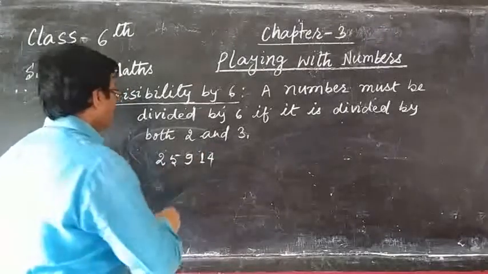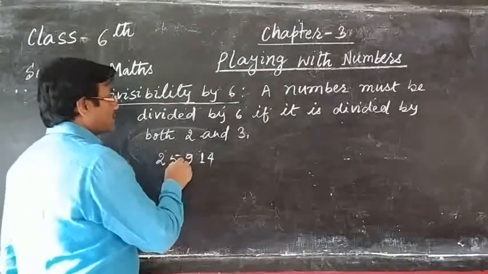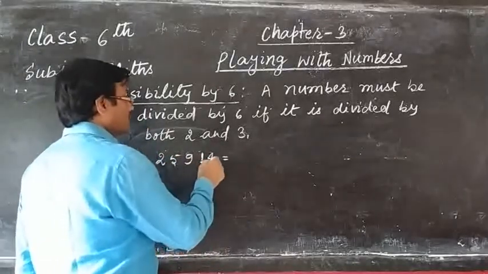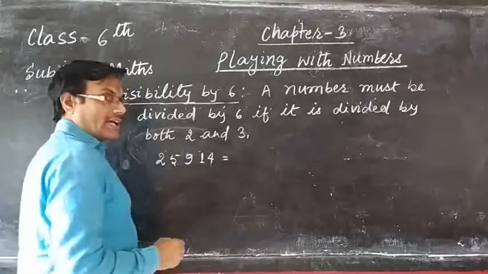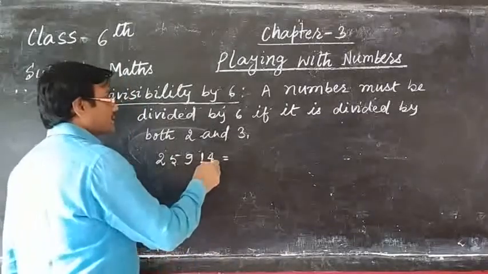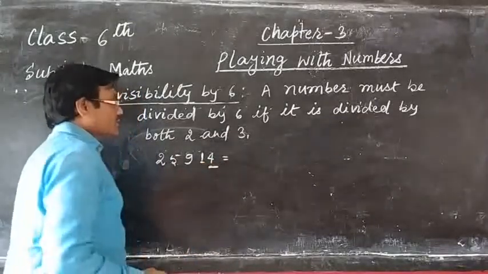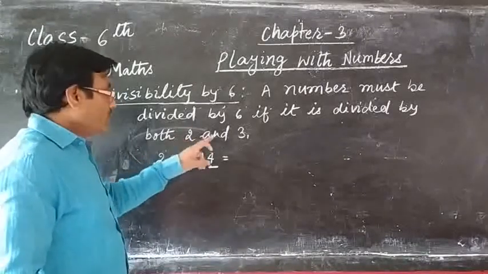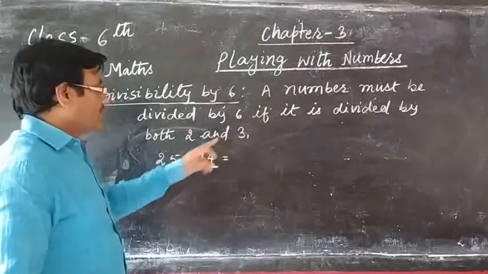Say I have a number 25,940. Now first of all we check what the last digit is. The last digit is 4. It shows that it is divisible by 2. Now we check if it is divisible by 3 or not.